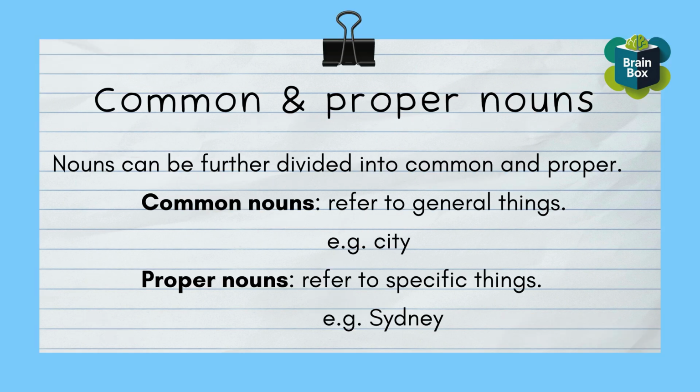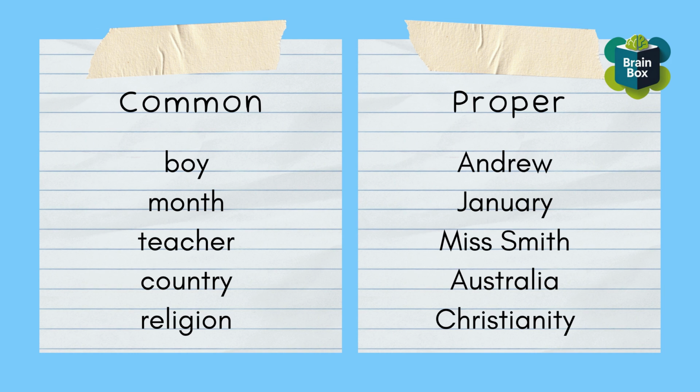Now children, nouns can be two types: common noun and proper noun. Common nouns refer to general things, the generic name, and proper nouns are specific things. For example, proper noun can be name of cities, places, etc. Now common noun examples can be boy, month, teacher, country, religion.